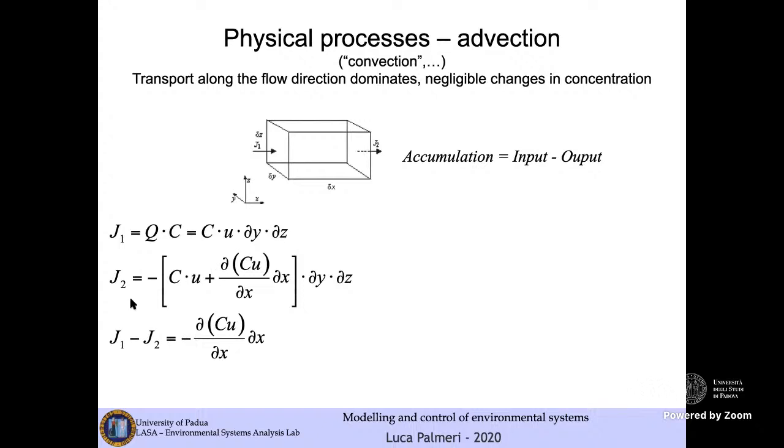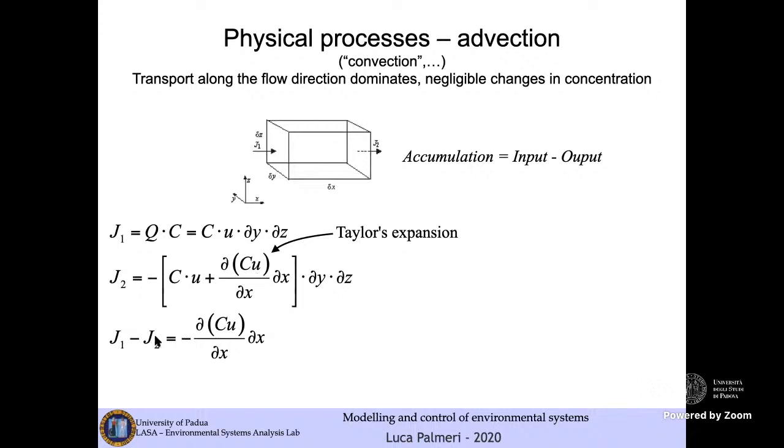water is flowing. J2 is the same, but instead we shall make a kind of Taylor expansion of the quantity Cu, so this concentration times the velocity. If we make a Taylor expansion in the x direction, and we stop at the first order, then we may write J2 depending on what comes into the system plus what is moved away from the system along the x direction.